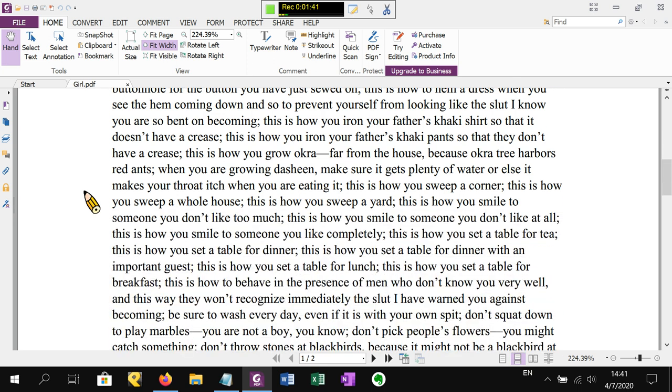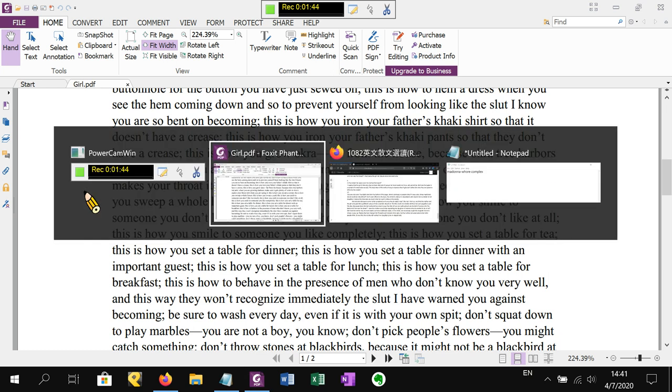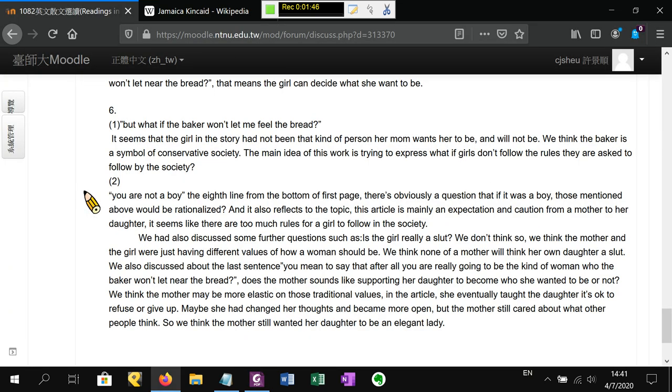I can't find it. Where is it? It's one line from the bottom.